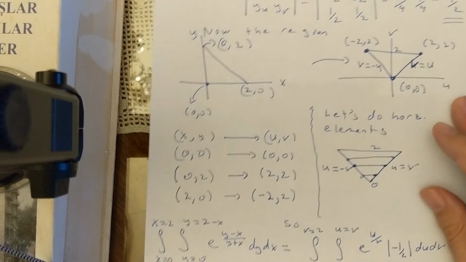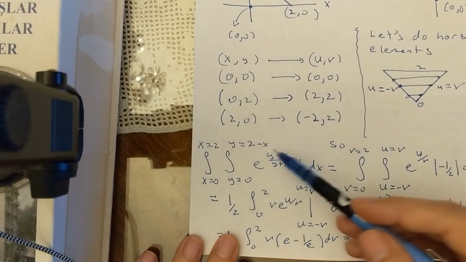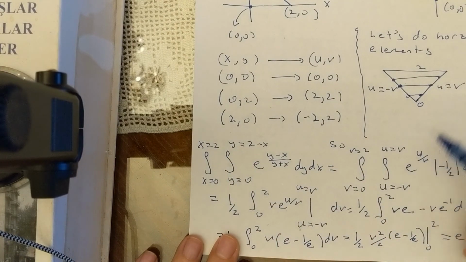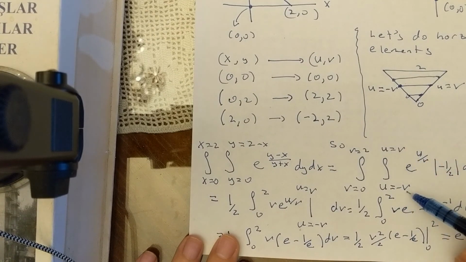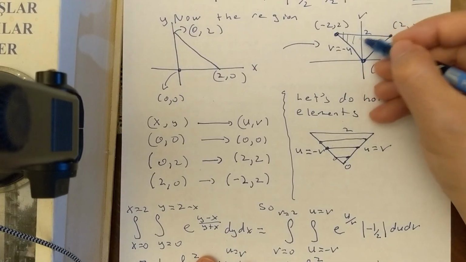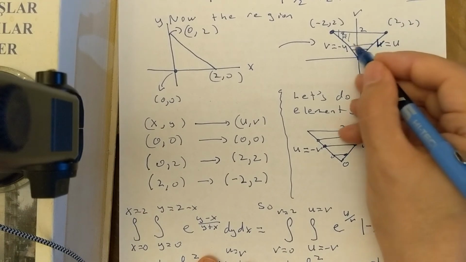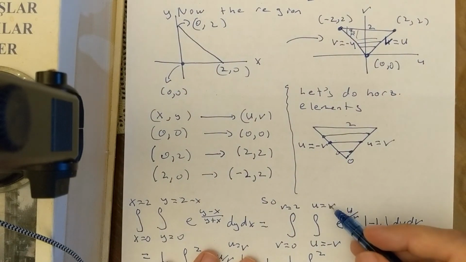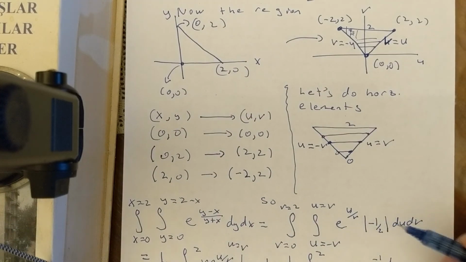Okay, so all right, let's do this integral. So the original integral was y equals 0 to y equals 2 minus x, this horrible thing, x equals 0 to x equals 2, dy dx. What did that turn into? Right minus left, u is equal to v, u is equal to minus v, and the elements go from minus 2, sorry, not minus 2, my bad. Yeah, we're doing horizontal elements. So v itself goes from 0 to 2. So u goes from minus v to v, and v goes from 0 to 2. And the integral is now very simple.